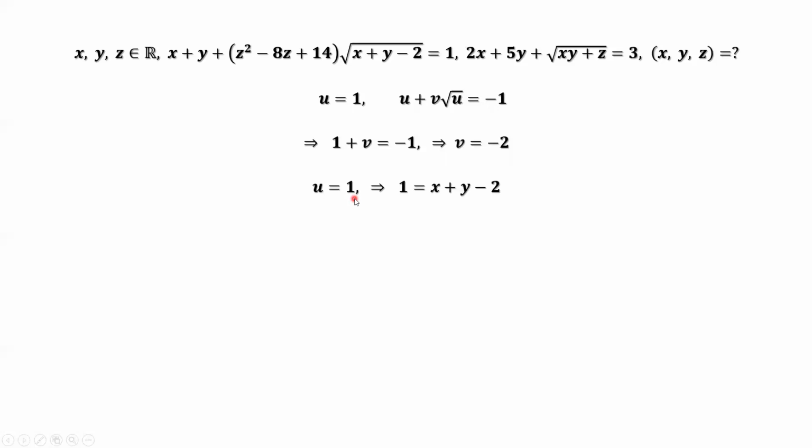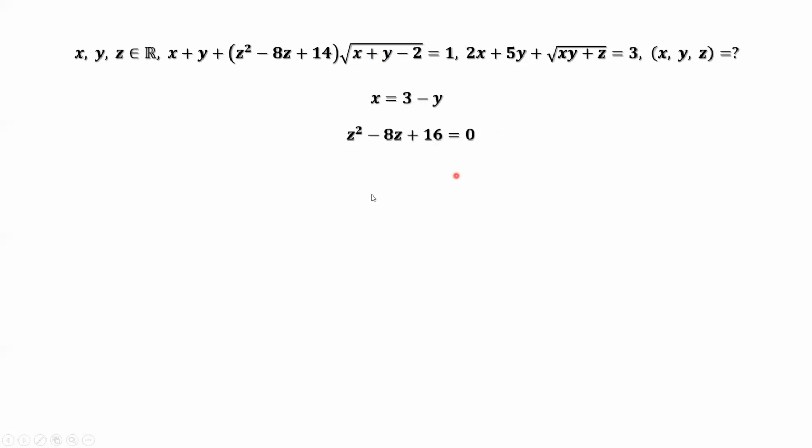u equals 1. What is the definition for u? x plus y minus 2 equals 1. From this equation, we have x equals 3 minus y. Because v equals negative 2, and this is the definition of v, we have z squared minus 8z plus 16 equals 0. Solve this equation. The left-hand side is (z minus 4) squared. Therefore, z equals 4.